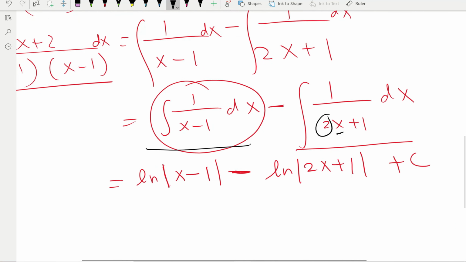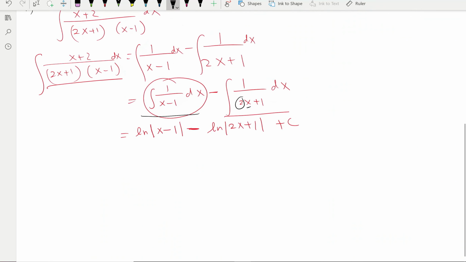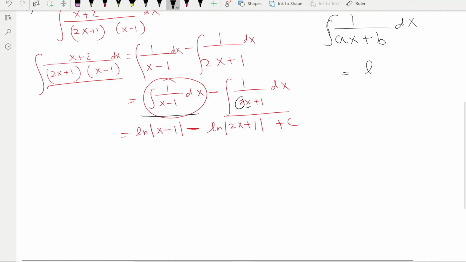So what's going on? What should we do with these two? Do you remember the formula? If you have a function to integrate like 1 over ax plus b, the integral is the natural log of the absolute value of ax plus b. But the difference is you divide by a, not multiply by a, divide by a. So don't forget that a. So divide by 2, just that term. So that's the integral. Don't forget that. It's a common mistake.